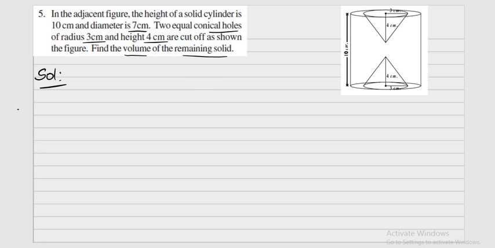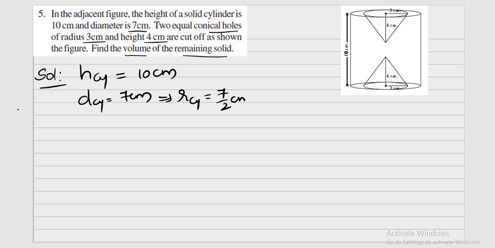Now first of all we are going to take the considerations. What are the things that are given? First, the height of the cylinder is given. Height of the cylinder, how much? It is given as 10 centimeters. In the same way, the diameter of the cylinder is given as 7 centimeters. While writing, write it clearly. The diameter of the cylinder is 7 centimeters. So from this, clearly the radius of the cylinder is 7 by 2 centimeters.